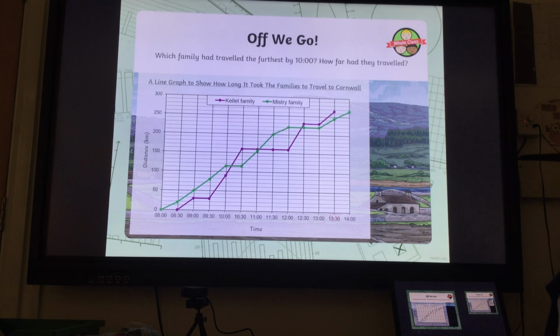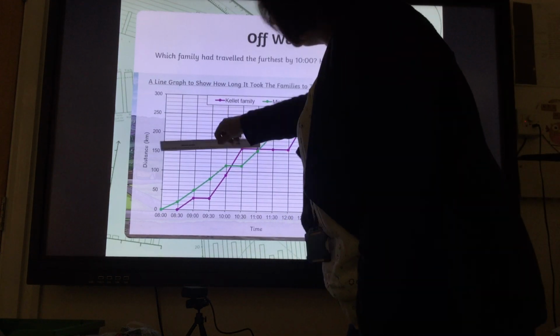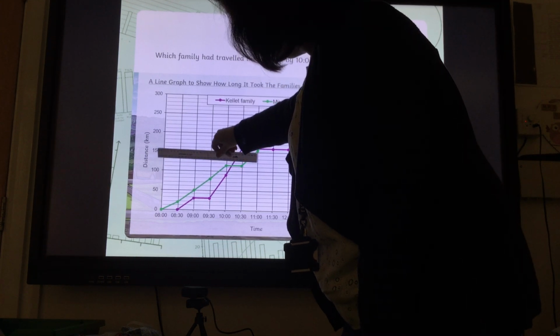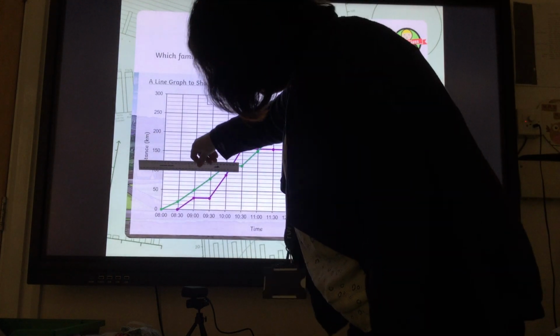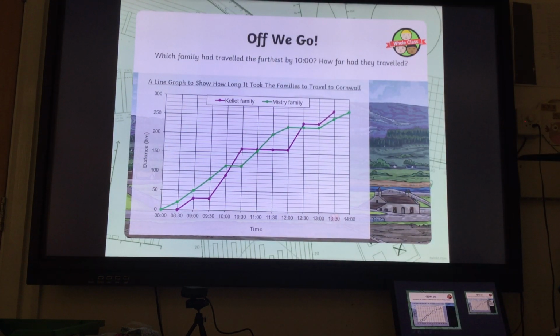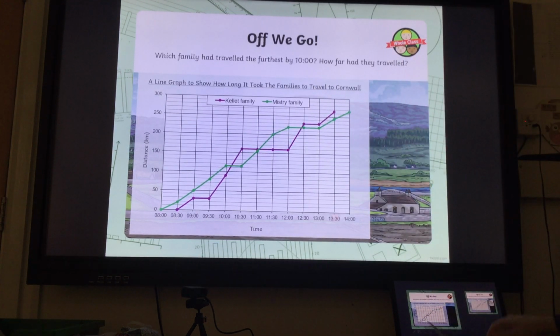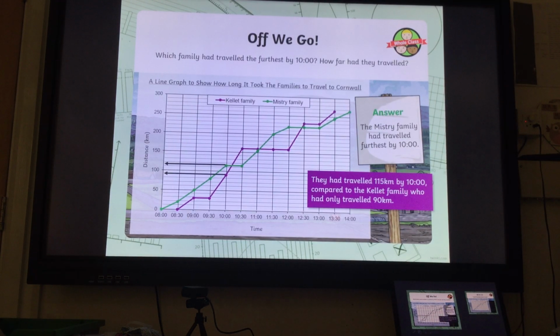Who had travelled the furthest by 10 o'clock? So if we look here at 10 o'clock, the Mystery family had travelled just over 110 kilometres, 115 kilometres. But the Kellett family at 10 o'clock had only travelled maybe 90 kilometres. So the ruler is really handy for looking at the time and then reading across what the distance is. Okay, they travelled 115 kilometres by 10 o'clock compared to the Kellett family who'd only travelled 90 kilometres.